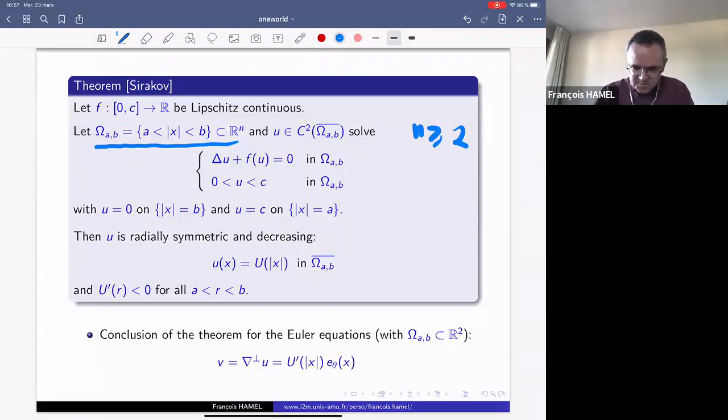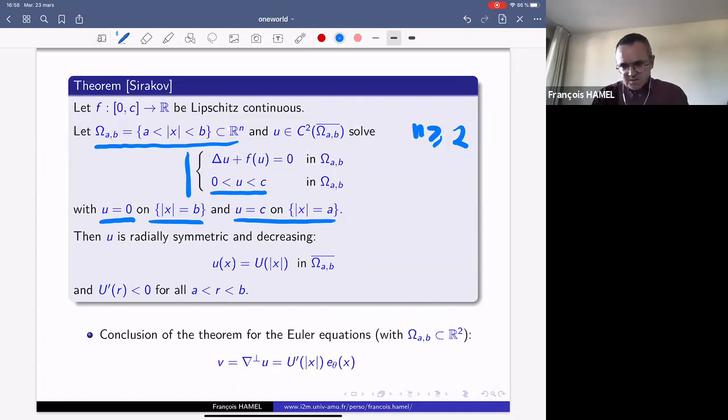And consider a classical solution u of this equation in this omega AB, such that u is equal to 0 on the outer sphere, and u is equal to some constant C on the inner sphere, and assume that u is between 0 and C in the open set omega AB. Then u is radially symmetric, and furthermore decreasing with respect to the norm of x.